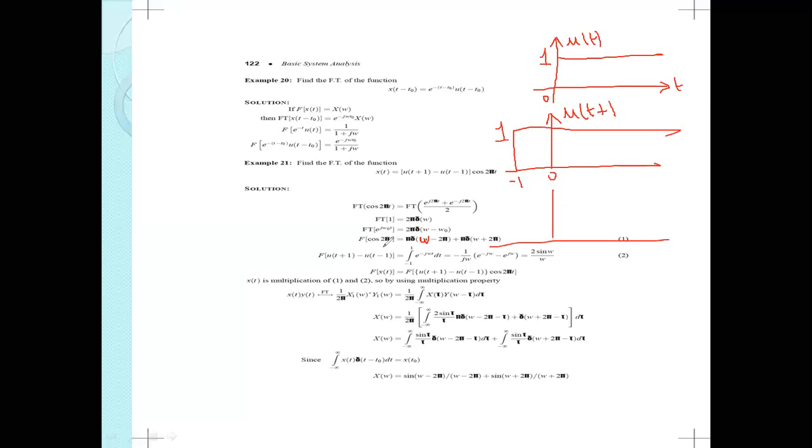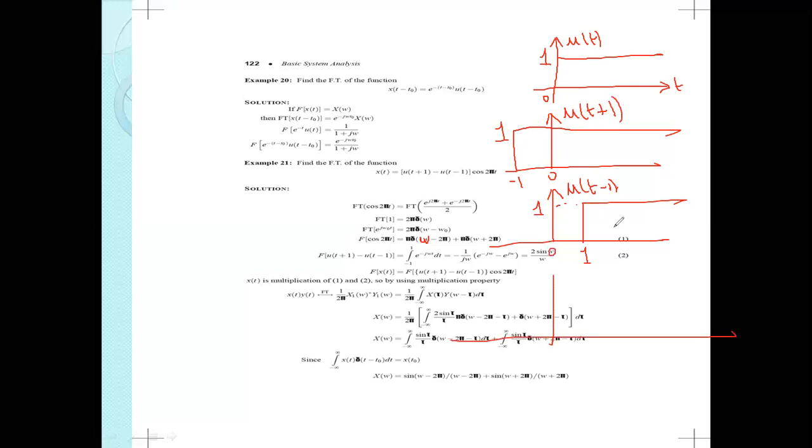Then after, mu of t minus 1. Mu of t is from 0 to infinite, the value is 1, and mu of t plus 1 is from minus 1 to infinite, the value is 1, because the advanced function is shifted towards the left side. Now it is a delayed function shifted towards the right side. So it starts from 1, its magnitude is also 1. And I need mu of t plus 1 minus mu of t minus 1.